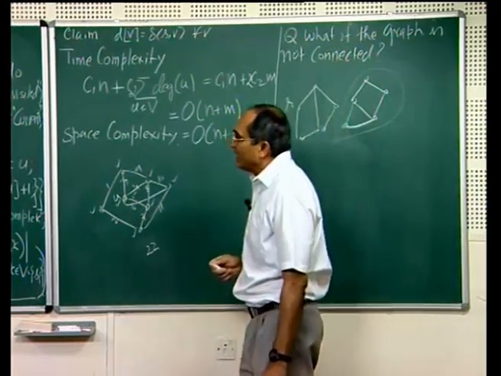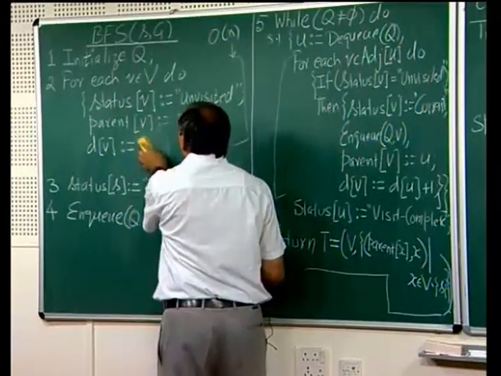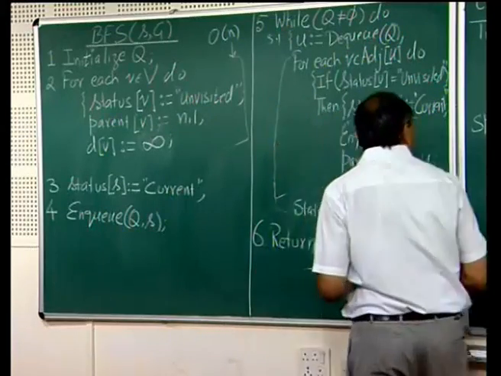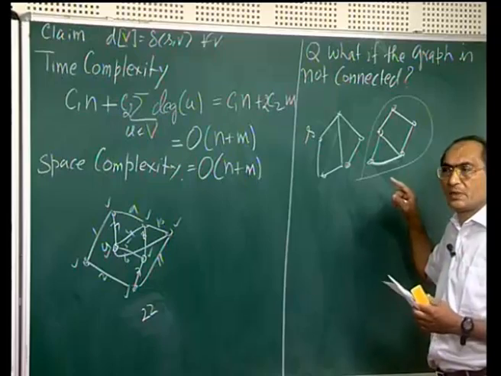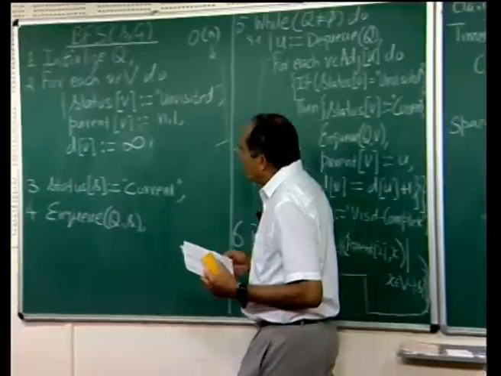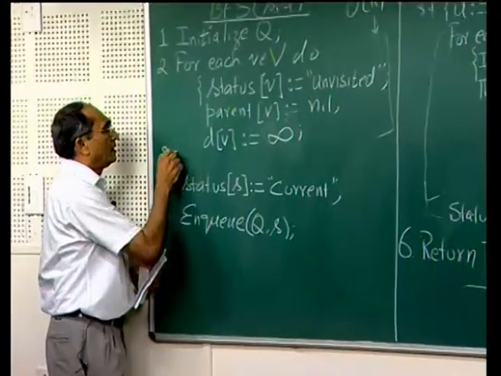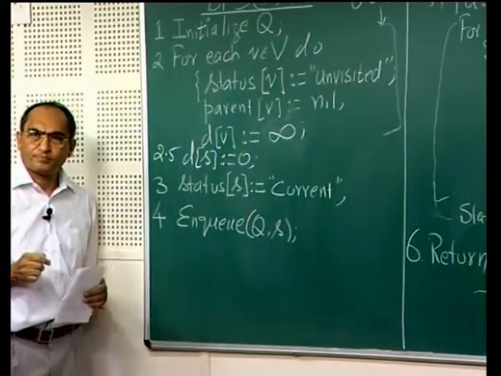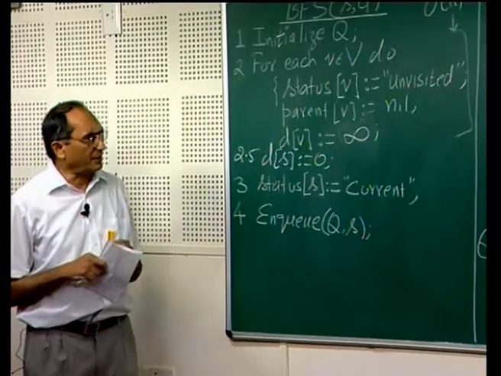So, we should ideally initialize the d value to infinity rather than to 0. So, we should actually set d of v to be infinity. That way, if any vertex not accessible from S is there, then its d value will remain infinity. We will have to make one more addition to this, because d of S must be 0. So, we should say that d of S is 0 separately. That is the only change we need to do to handle the graphs which are not connected.